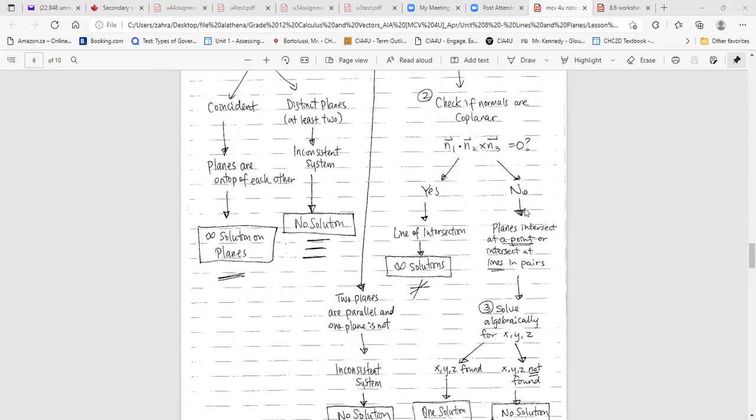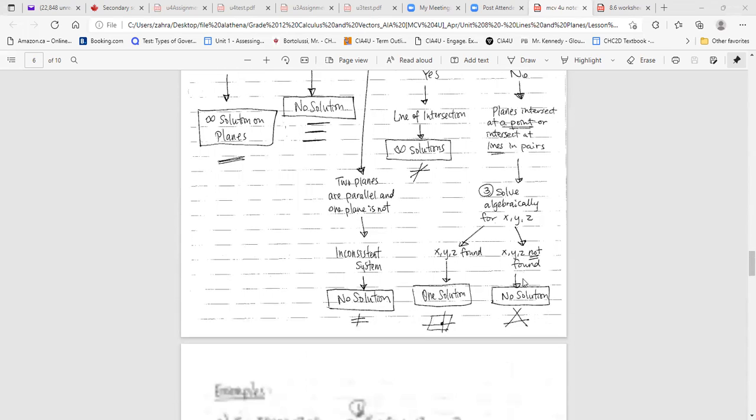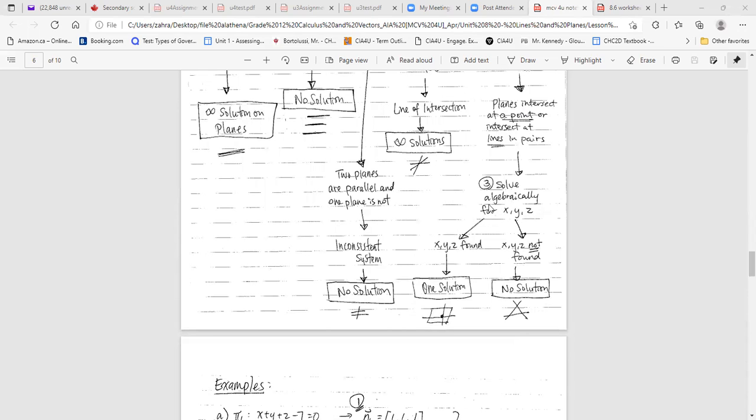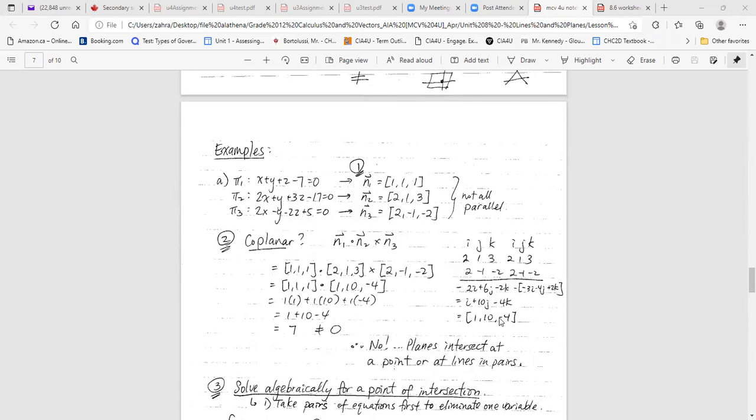If they're not coplanar, the planes could intersect at a point or intersect in lines in pairs. If we solve algebraically for x, y and z, we will find a point. It's going to be one solution. And if we don't find any point, there would be no solution. So let's just look at this question.